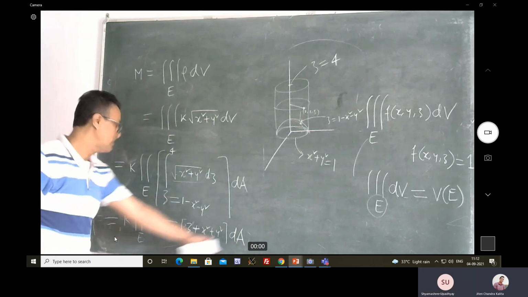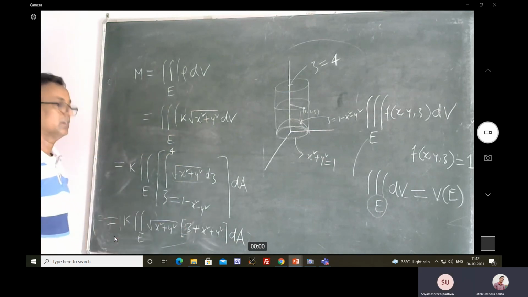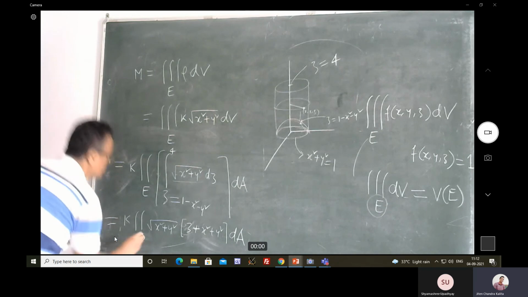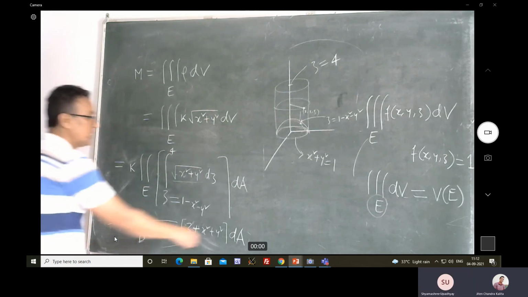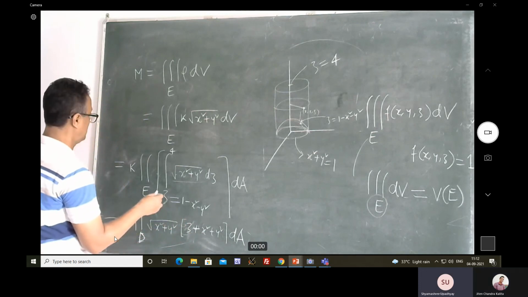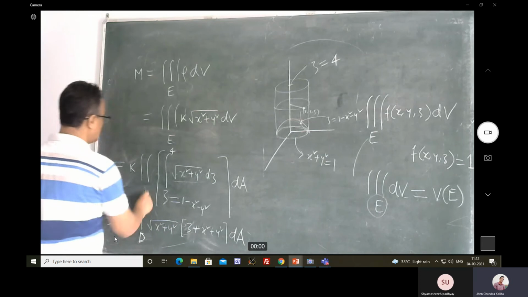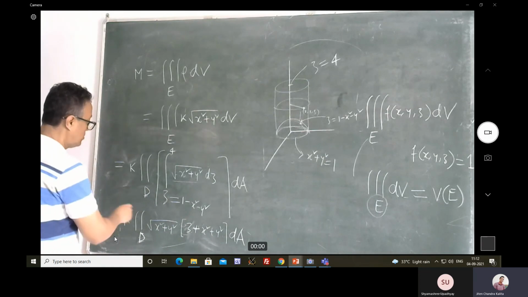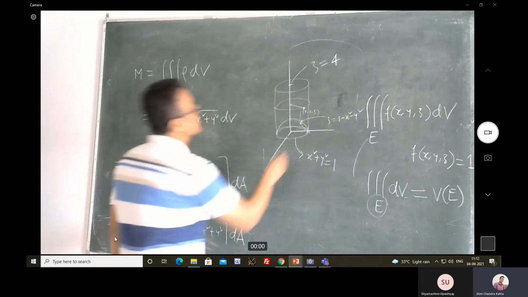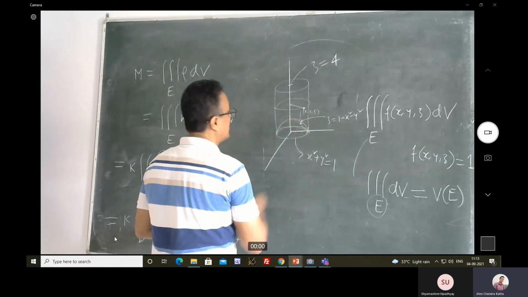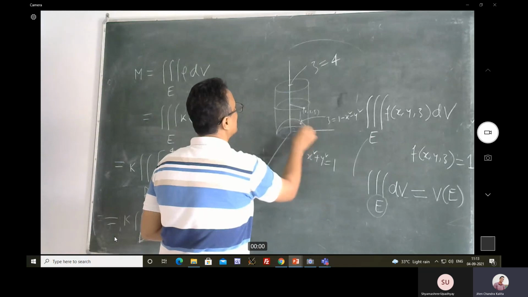Now for dA, sorry, this is going to be D. In the previous equation also you should write D. Thank you, this is D. So this D is nothing but this circle, x squared plus y squared equal to 1.